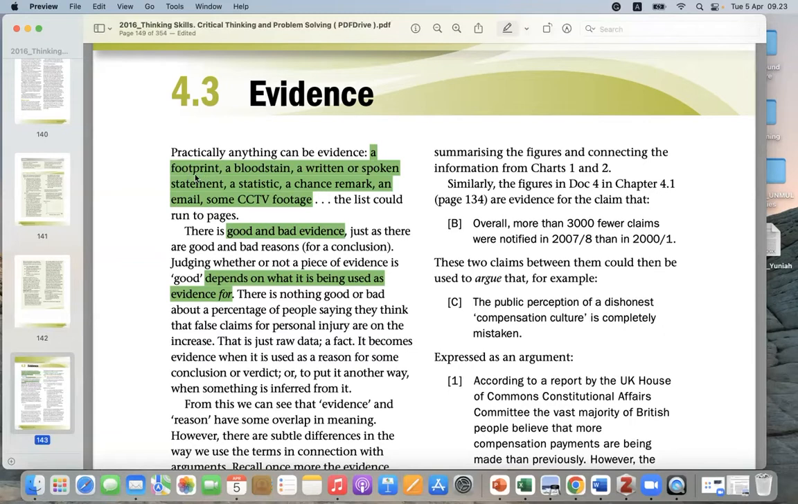this one, footprint, and then blood stain, written or spoken statement, statistic, a chance remark, or an email, or some CCTV footage. And there is so much evidence in life. I think you can use evidence to mean the fact, right? So there is good evidence or bad evidence, just as there are good or bad reasoning or reasons, conclusion, I think.